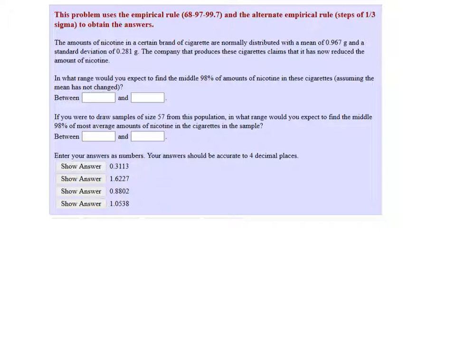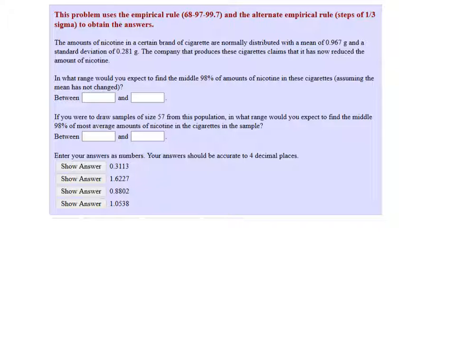So now we're doing the empirical rule, so we don't have to worry about the normal curve calculator. But we're dealing with two different things here. We're talking about the whole distribution of nicotine in cigarettes, and then we're starting to talk about samples. So this is the sampling distribution, and we have to worry about the central limit theorem.